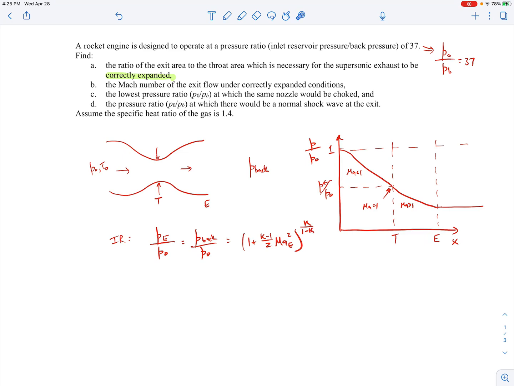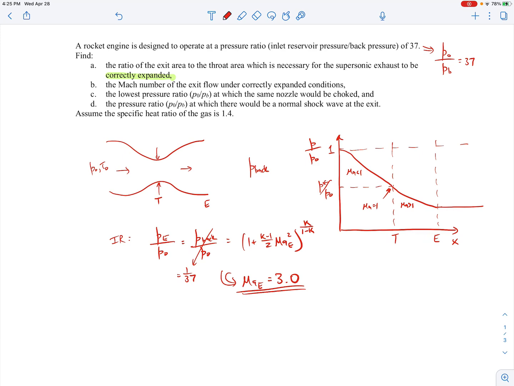And I can write this out because I know that the flow is all isentropic through here. It goes from subsonic, sonic, supersonic, all the way to the exit, and it's correctly expanded. So the exit pressure and back pressure are the same. That's how I got away with that. It's all isentropic, so that's how I can write this expression. And from here, I know the back pressure to stagnation pressure ratio is 1 over 37, because that was given. So I can solve then for the Mach number at the exit. And if I do that, the Mach number at the exit comes out to be 3.0. So we have a supersonic flow as expected.